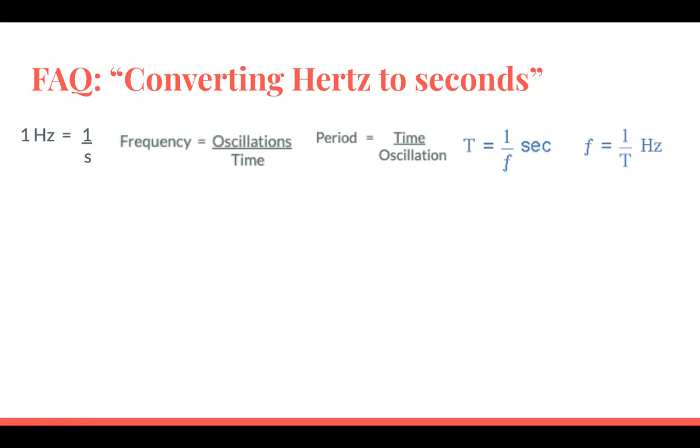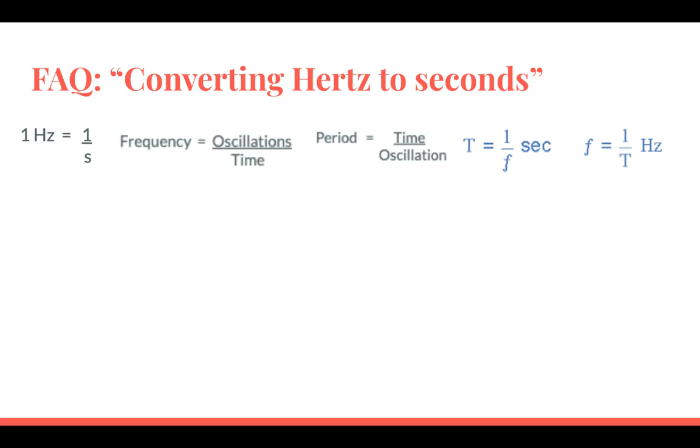Mathematically, they're technically inverses of each other. If we take the inverse of the period, we get the frequency. If we take the inverse of the frequency, we get the period. So there are two ways that you can approach solving a problem if you're given oscillations and time.